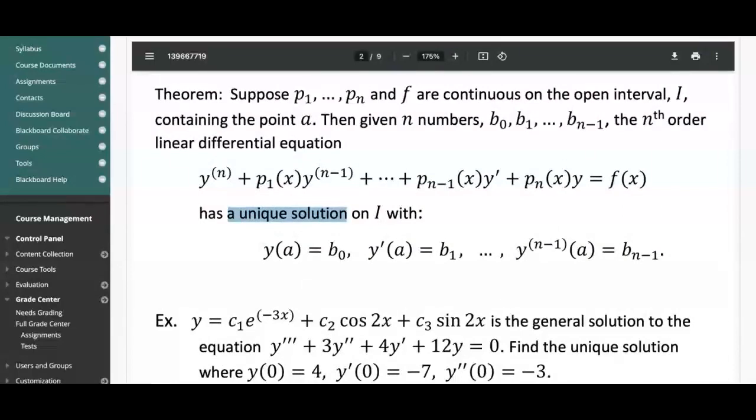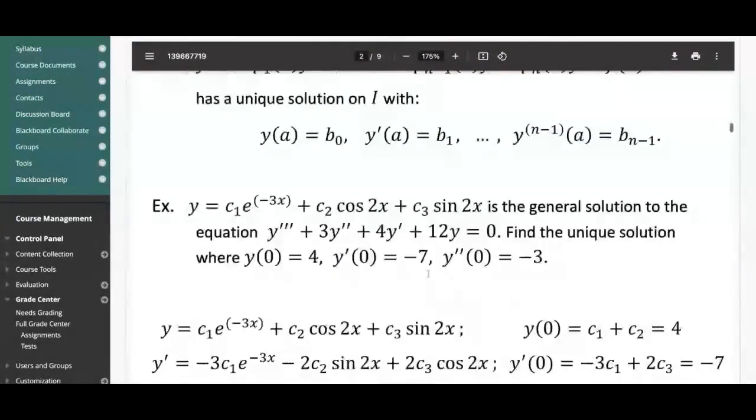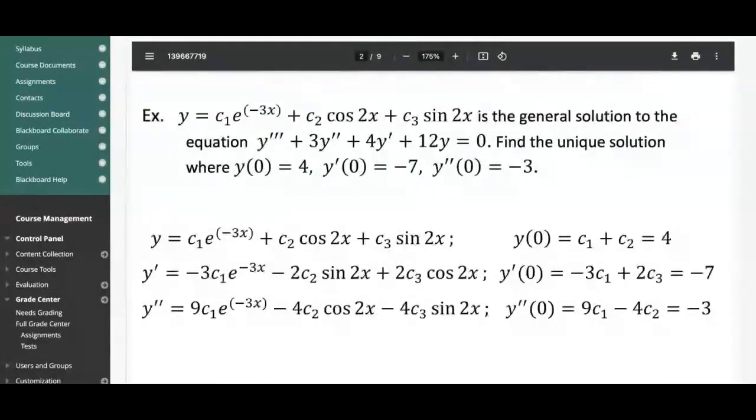This is also similar to before, right? Before, when we talked about the first level and second level, we talked about the same thing. So y of A equals B0, y prime of A equals B1, and the n minus 1 level derivative at A equals B n minus 1. Before we talked only about y of A and y prime of A, right? Let's see an example to make this idea concrete.